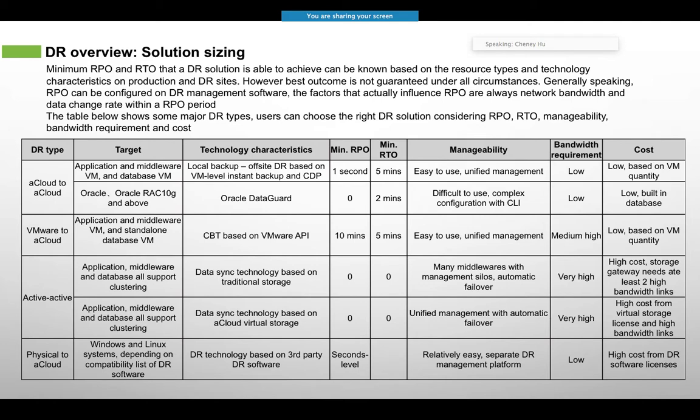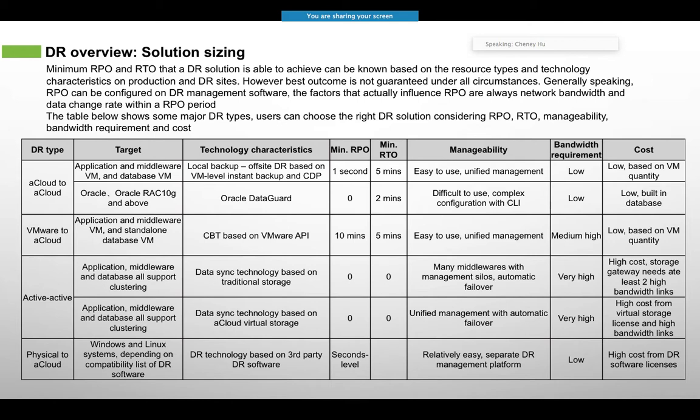And of course, in this solution, you are introducing an additional layer of disaster recovery management and disaster recovery orchestration and everything. So what aCloud can provide right now is the first two types of DR: aCloud to aCloud active passive disaster recovery solution, and VMware to aCloud active passive disaster recovery solution.